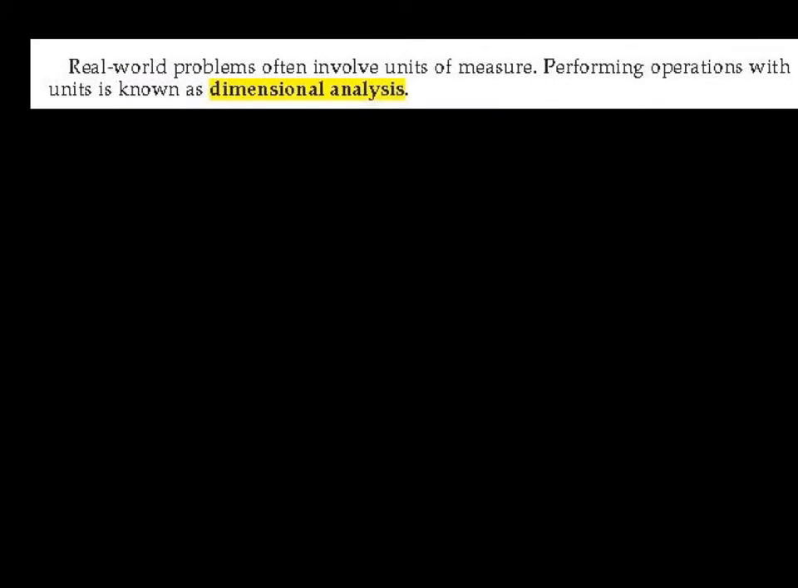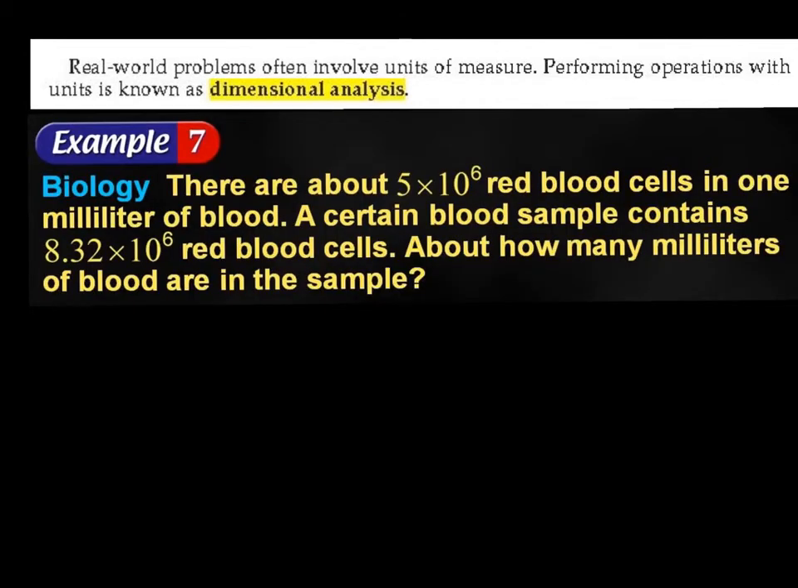Real-world problems often involve units of measure. Performing operations with units is known as dimensional analysis. There are about 5 times 10 to the 6 red blood cells in 1 milliliter of blood. A certain blood sample contains 8.32 times 10 to the 6 red blood cells. About how many milliliters of blood are in the sample? Okay, I know I have 8.32 times 10 to the 6 red blood cells, and I want to find out how many milliliters there are.